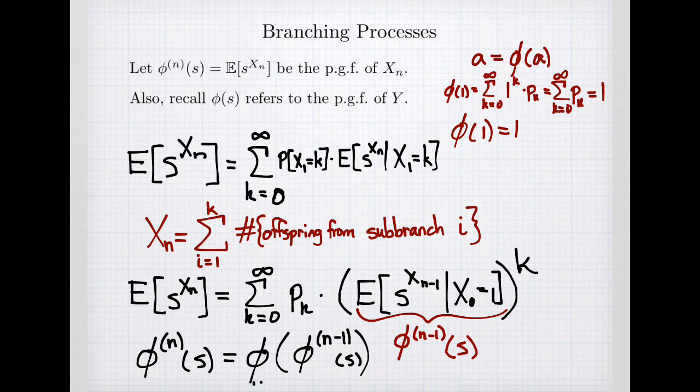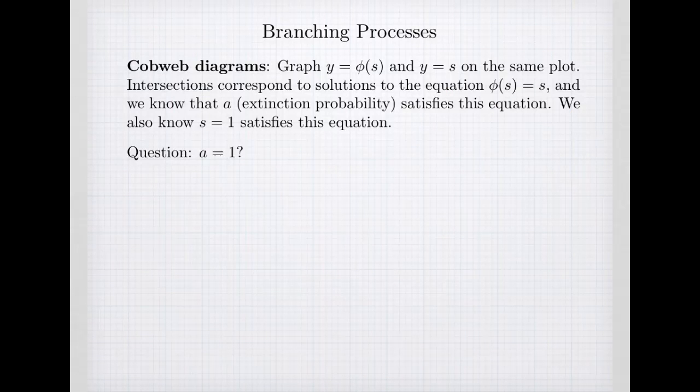And this is now a recursive way of calculating phi sub n. So now we have a way of finding relationships between our probability generating functions for our stochastic process. What I want to show now is that this allows us to calculate A.